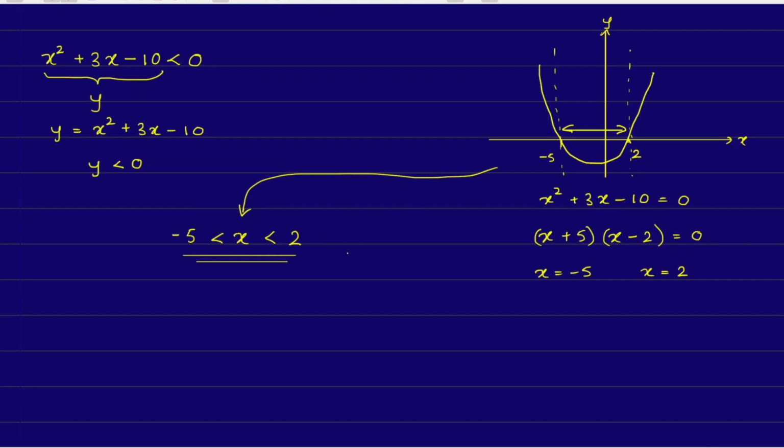With that, I hope you understood this technique of how to solve for the range of x values that satisfy quadratic inequalities. If you have any questions or doubts, please feel free to post them in the comment section.